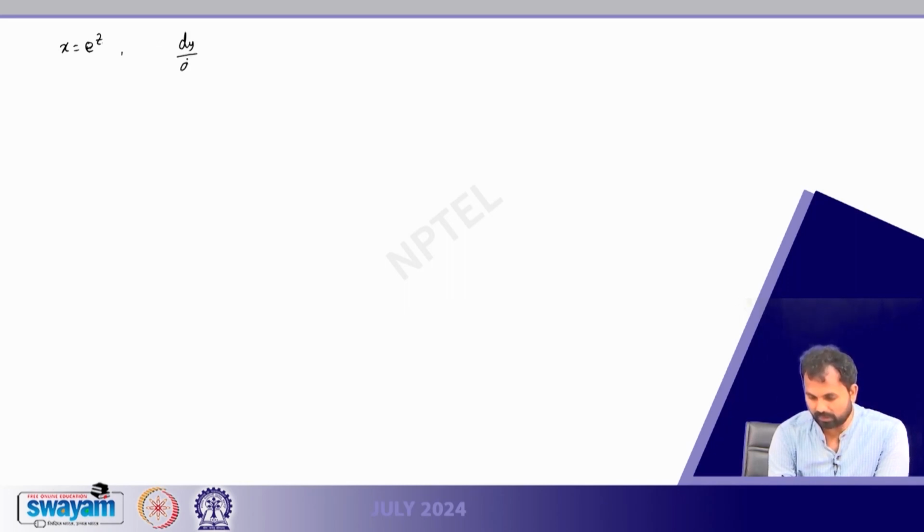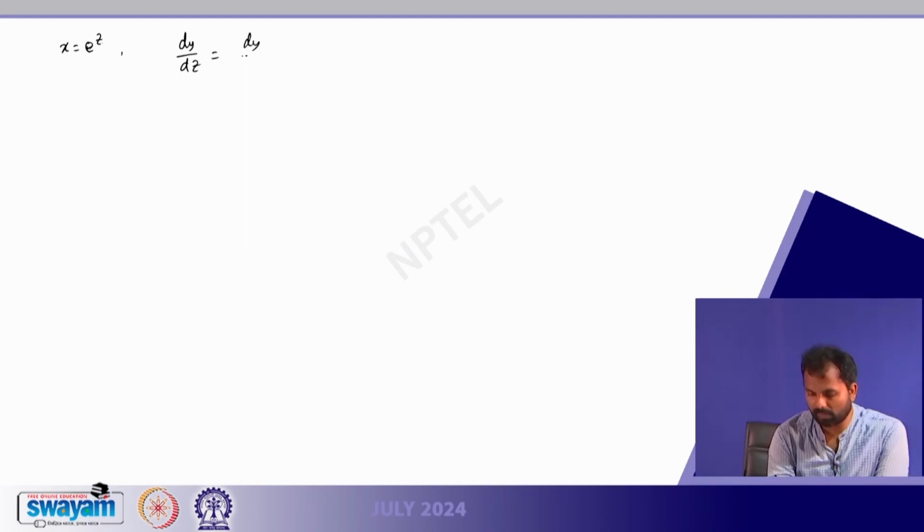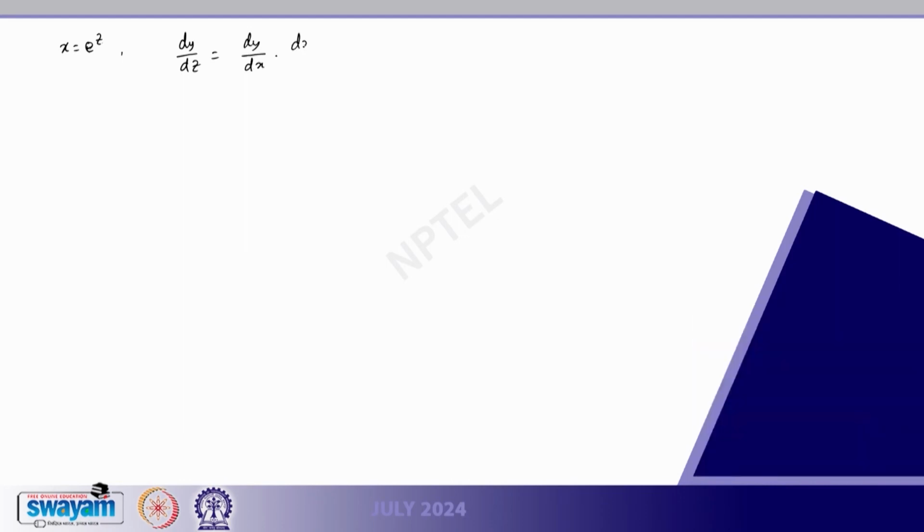We have dy/dz equals dy/dx into dx/dz, and dx/dz will be simply e to the power z, that is x. So dy/dz equals x into dy/dx. In short, we can say that D' of y equals x D of y, or some people also prefer to write D' equals x into D, where capital D is nothing but d/dx, and D' is basically d/dz, and so on.